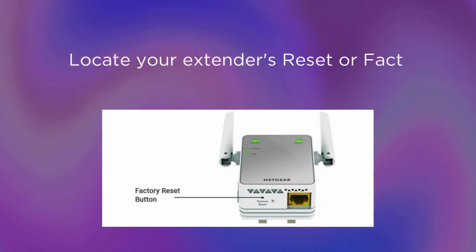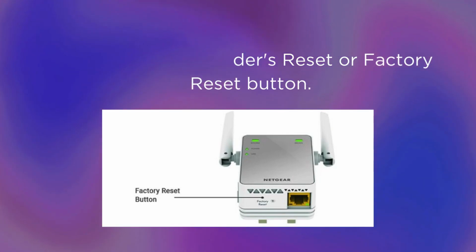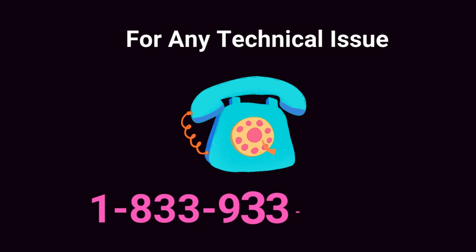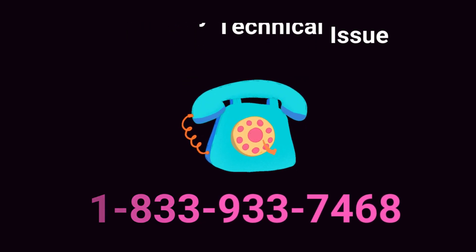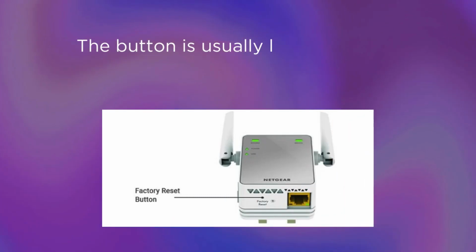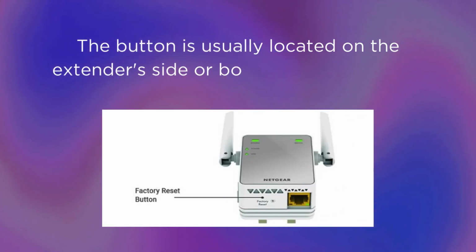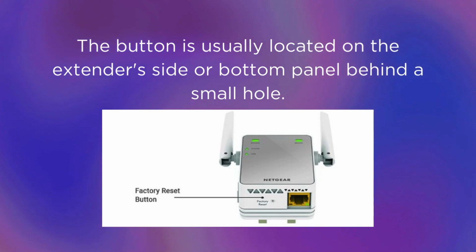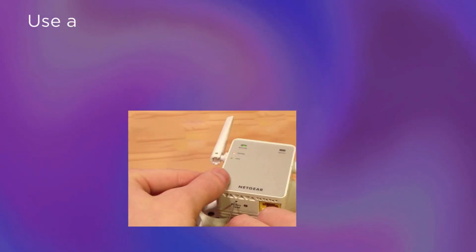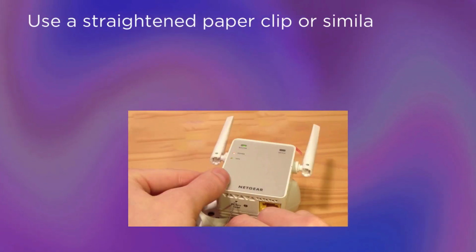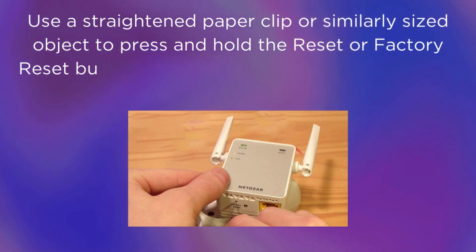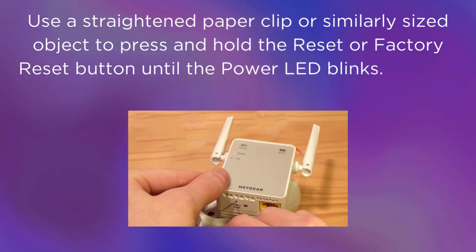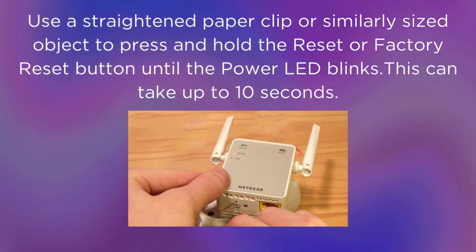Locate your extender's reset or factory reset button. The button is usually located on the extender's side or bottom panel behind a small hole. Use a straightened paper clip or similarly sized object to press and hold the reset or factory reset button until the power LED blinks. This can take up to 10 seconds.